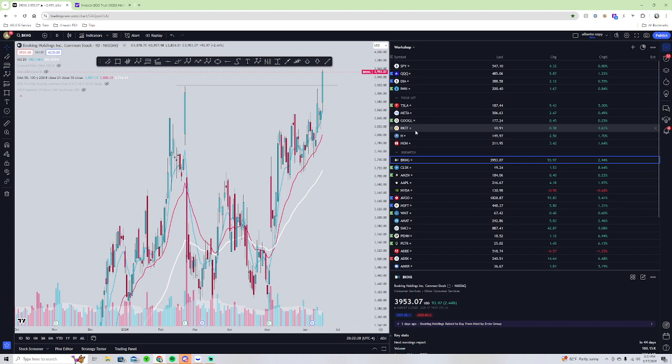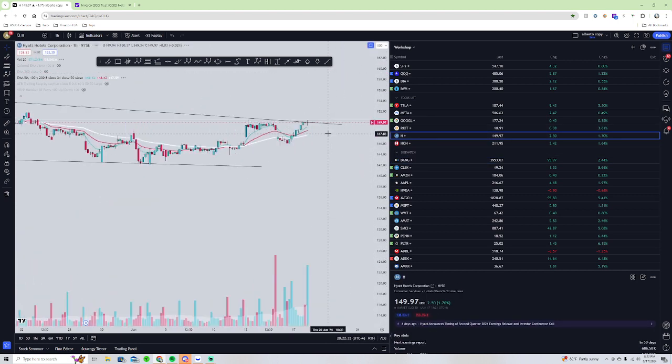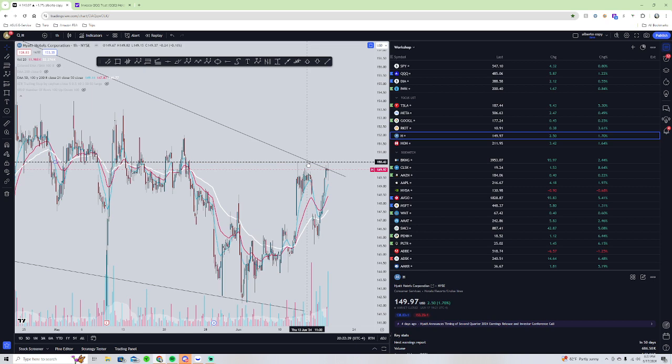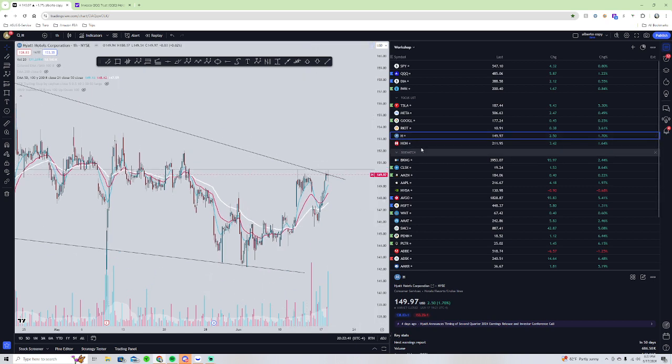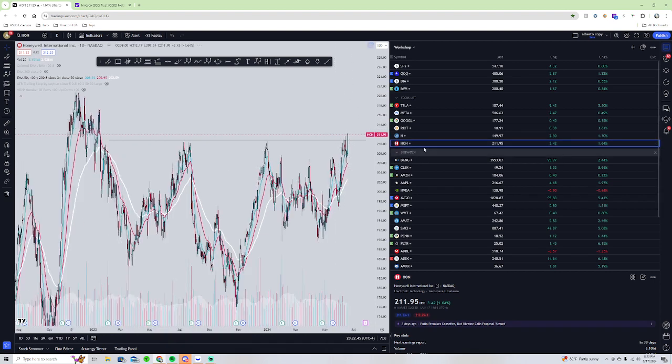BKNG looks good, but already made its move. This one could definitely be on the list. On the hourly, it is a little bit extended, but it is under the 150.4 spot, and that looks to be a potential trigger. So we'll leave it for now on that. HON, this one already looks to me like it's breaking out.